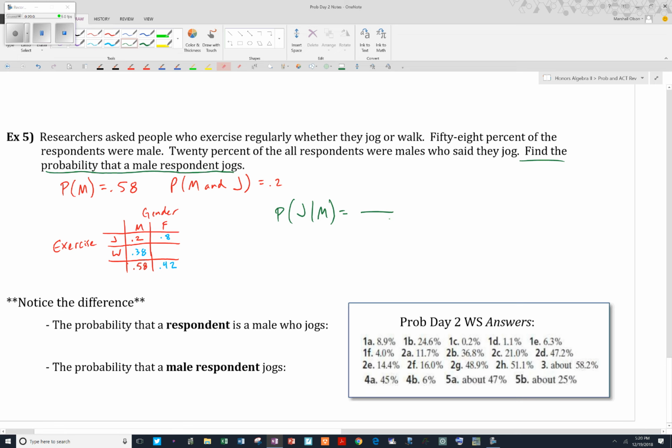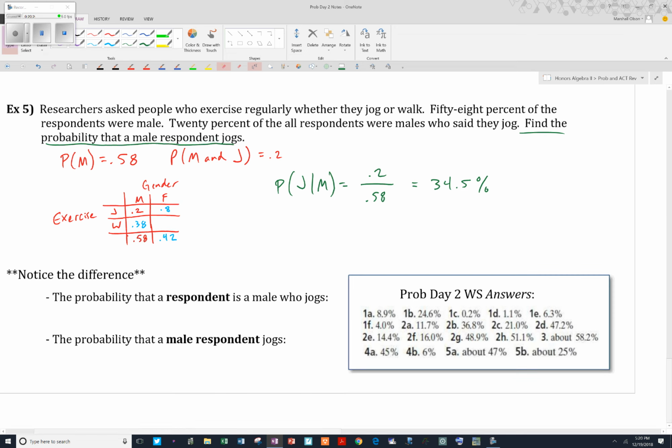So using the table, this is where the table's nice, we've limited our sample space. Remember, what you're given goes in the denominator, and then the and goes in the numerator. So this is going to be about 34.5%.